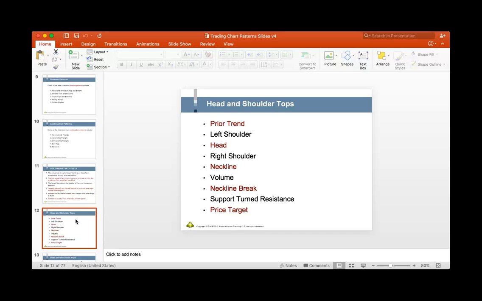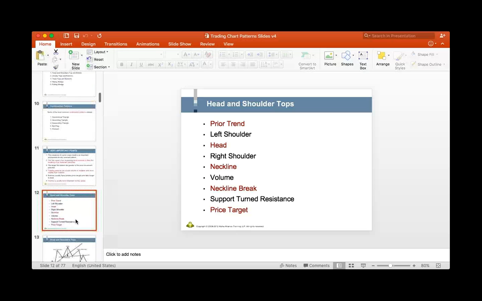If it's a head and shoulder top, the prior trend should be up. Then it is followed by a left shoulder, a head, and then a right shoulder. Then a neckline, volume, neckline break, support and resistance, and then price target. Let me explain. This is over here.